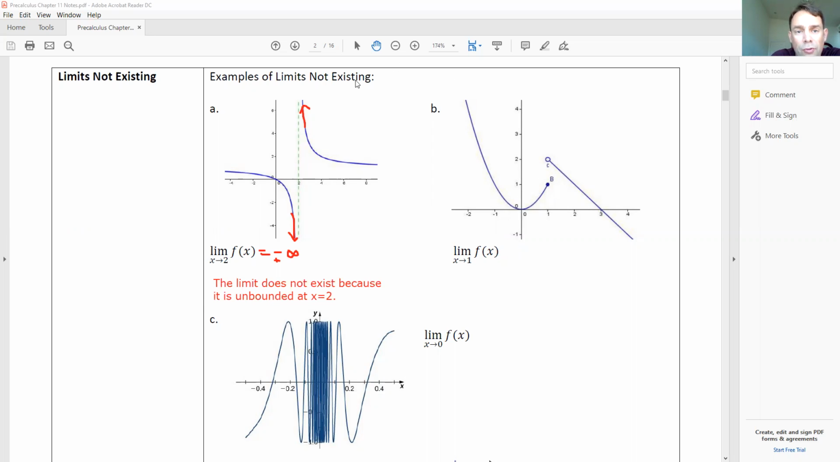Now, over here, notice what happens. At x equals 1, from the left side, the graph goes to one value, while on the other side, the right side, the graph is going to a different value. It doesn't go to the same value. So again, we'd say the limit does not exist.